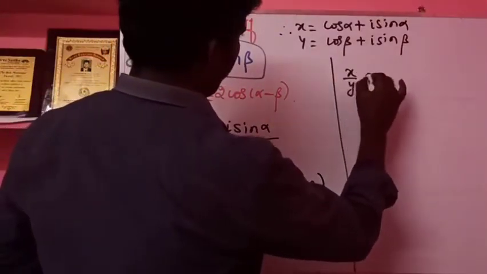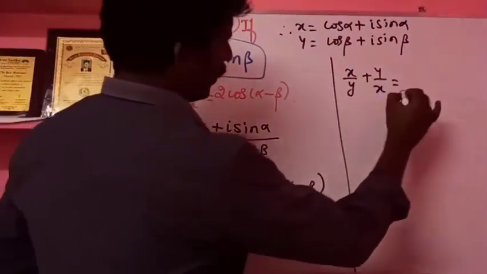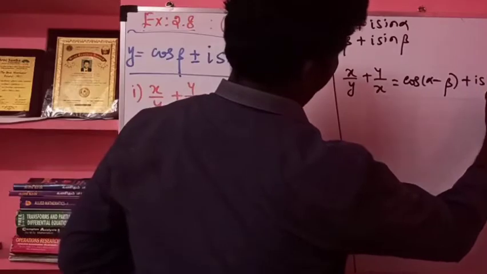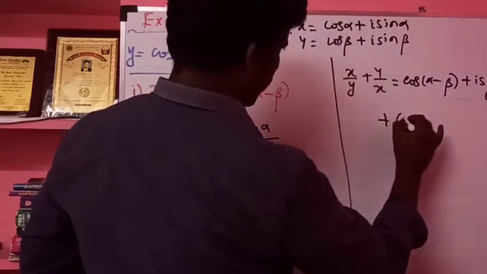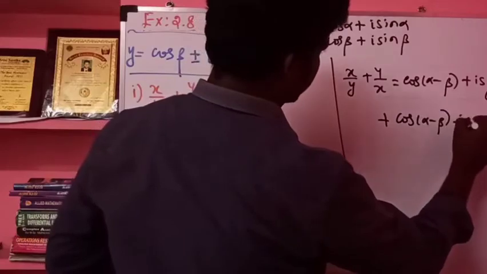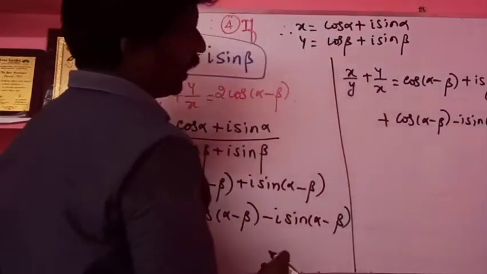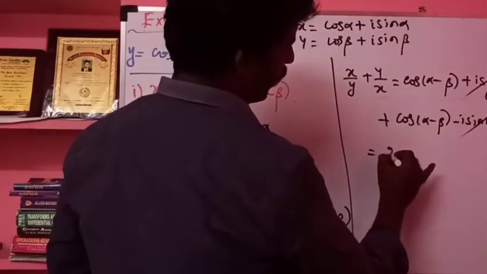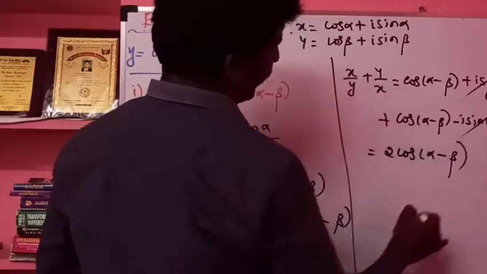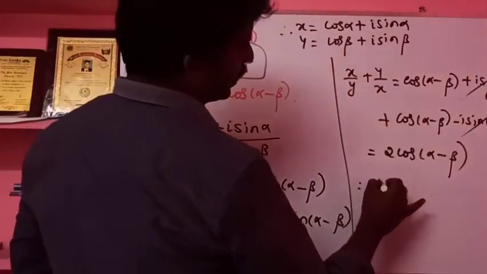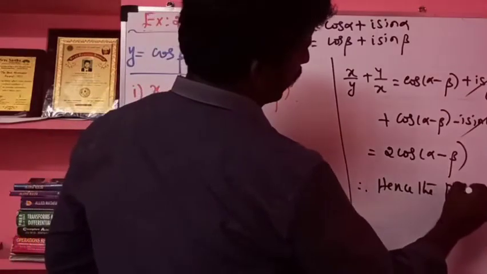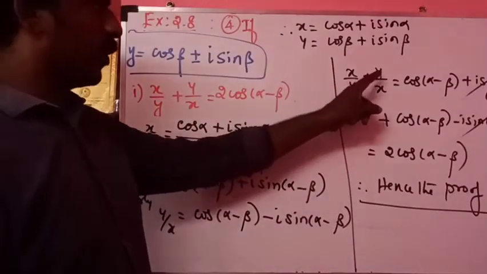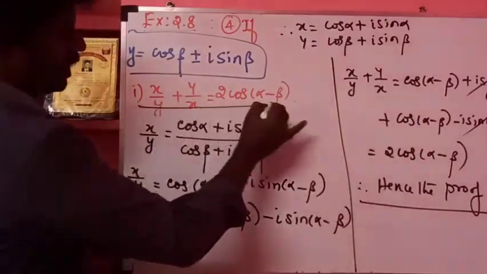So the x by y plus y by x is equal to the cos alpha minus beta plus i sin the alpha minus beta plus cos alpha minus beta minus i sin the alpha minus beta. Add panum bodhu, plus i sin minus i sin cancel, the remaining cos two add, 2 cos alpha minus beta, right. Therefore, hence the proof, point 1 is proved, which means the x by y plus y by x is equal to 2 cos alpha minus beta. This is point 1.